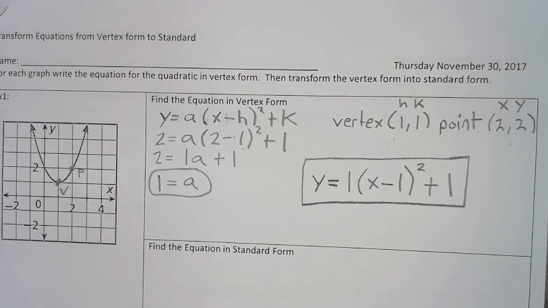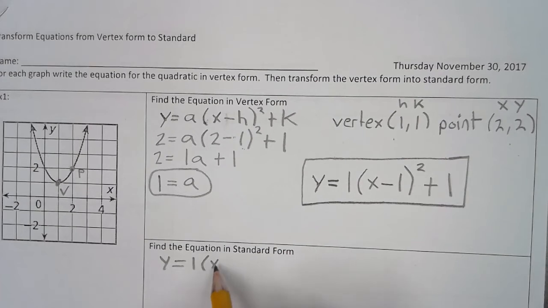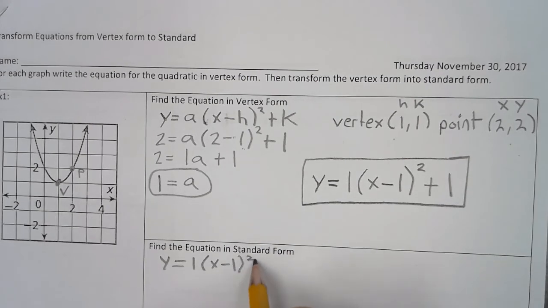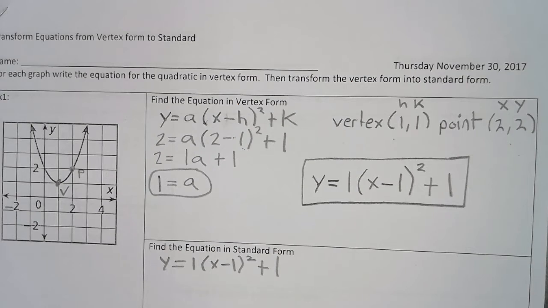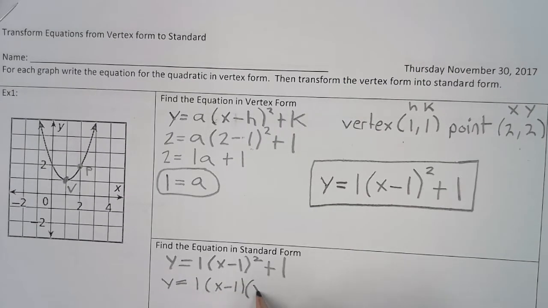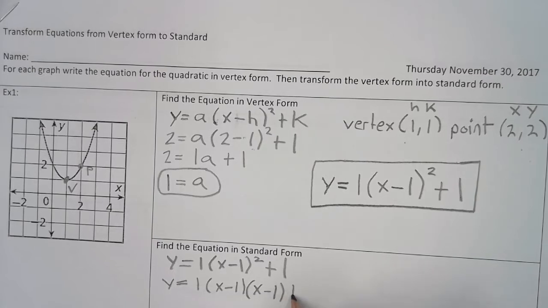Now we're going to find the equation in standard form. Okay, so we start out with the vertex equation, 1(x minus 1) squared plus 1, and we're going to simplify the (x minus h). So we know that's y equals 1(x minus 1)(x minus 1) plus 1.